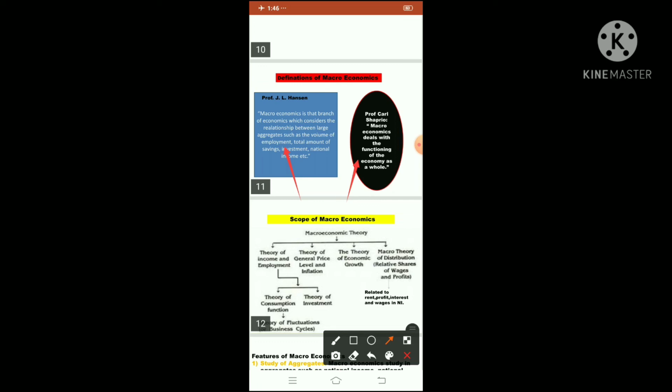Anyone you have to learn by heart, either by Professor Carl Shapiro or the other by Professor J.L. Hansen. J.L. Hansen is telling us that it studies the relationship between large aggregates, and it also studies the volume of employment, total investment, total amount of savings, and national income. And Professor Carl Shapiro tells us that macroeconomics deals with the functioning of the economy as a whole, children. Now, in the next lecture, we'll study about the scope of macroeconomics, children. So thank you.